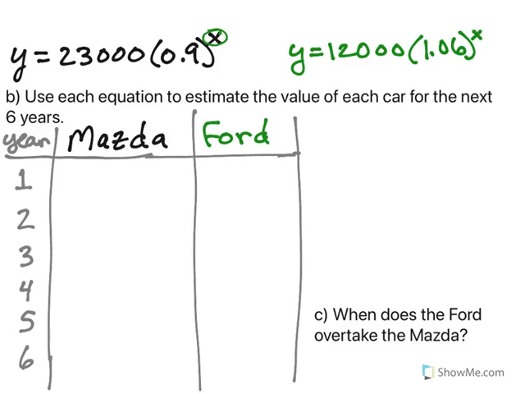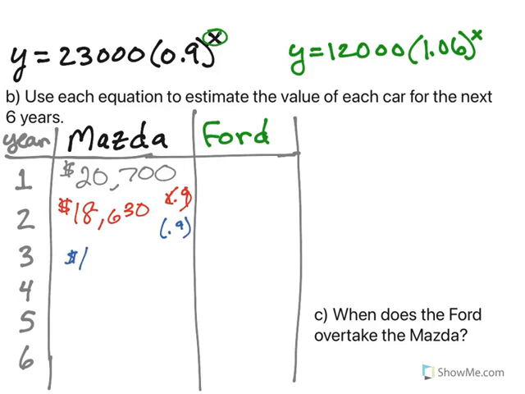If you plug in 1 for the Mazda, you end up with 20,700. You could, from there, just take that and multiply by 0.9. Because every time, if you multiply by 0.9, you get 18,630. And then you could multiply by 0.9 and get 16,767. Because it's every year you have that 0.9 piece. Okay, finish the table for both of these.